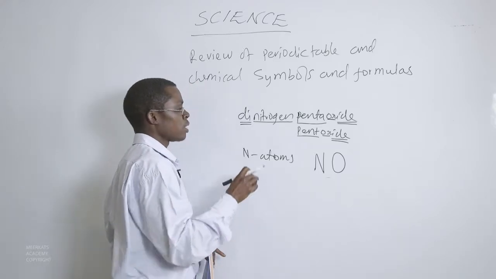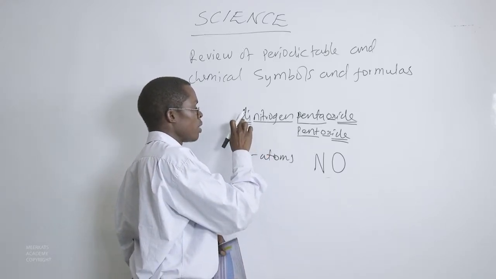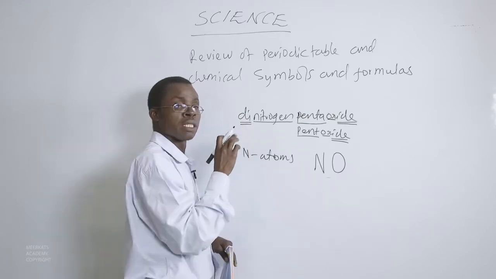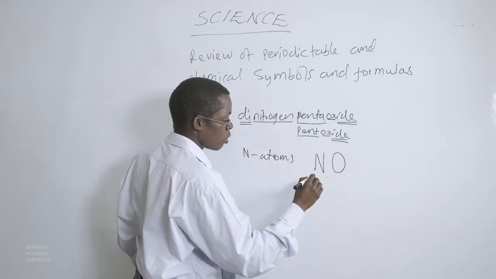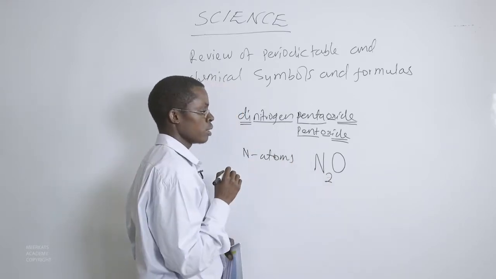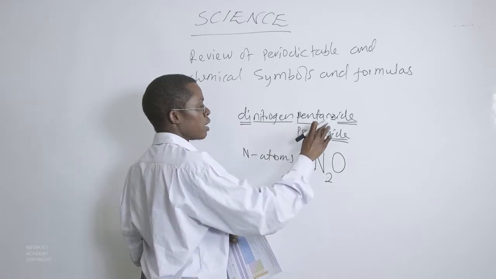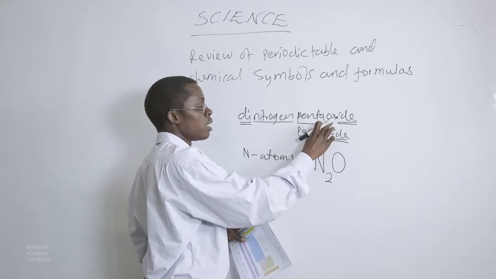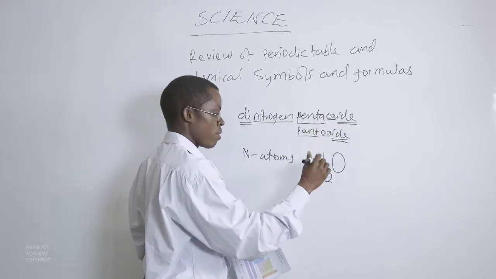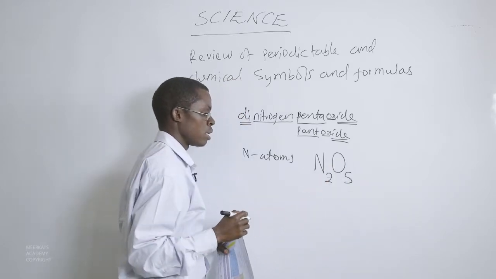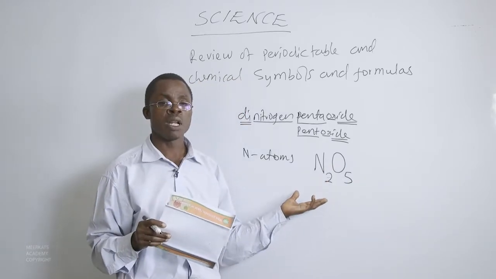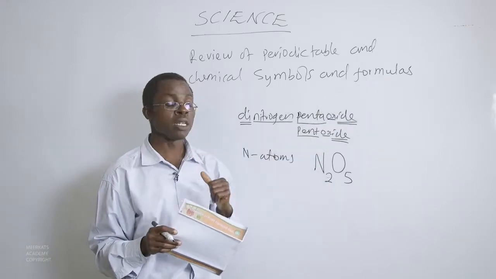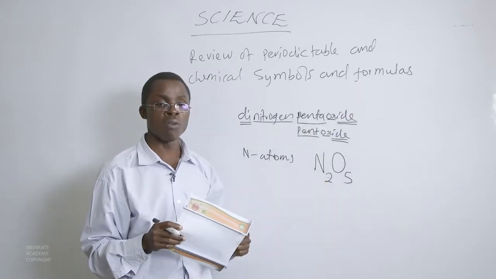Now, the first element is given a prefix of a number, di. Di stands in for 2. So we have 2 here. Then the second element, which is ox, meaning oxygen, is given a number 5, pent. So this one gives us the formula of the compound. As you can see from the heading, we are now looking at the formula of the compound.